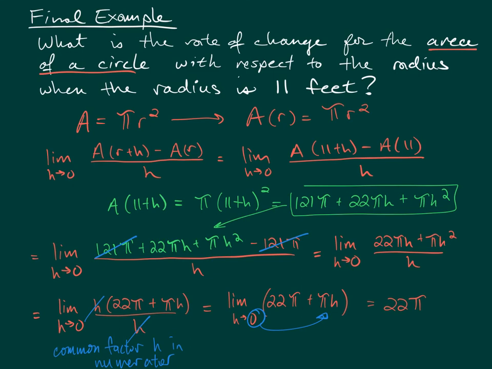All right, so here is the final answer after you substitute 0 in for h. This whole term goes to 0 and you're left with 22 pi.